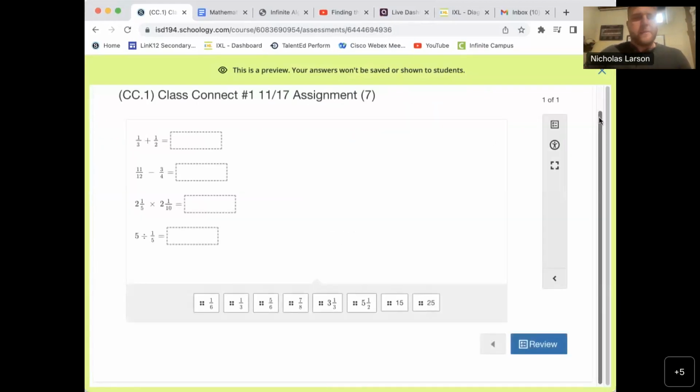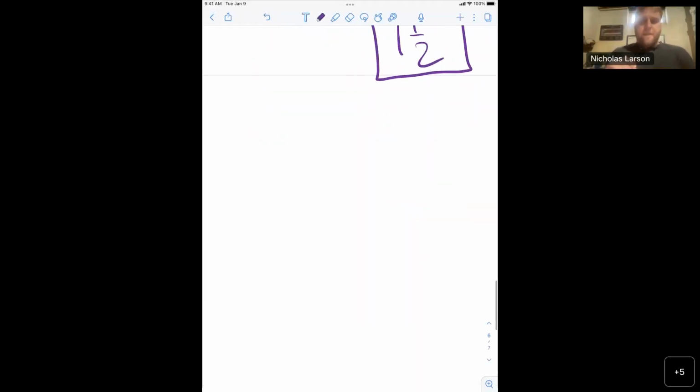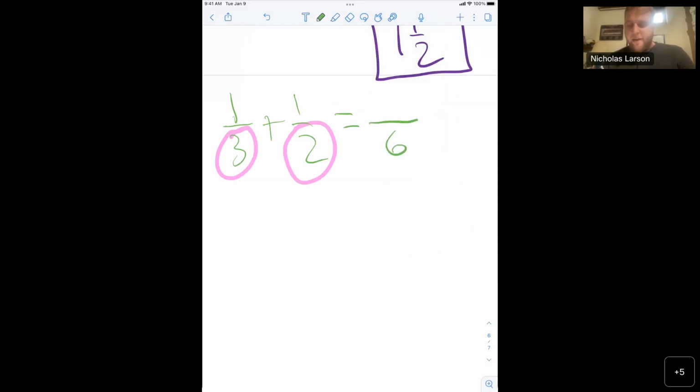There's going to be a couple problems from the assignment. So just to help us set it up, okay, I'm not going to tell you the answer, but I am going to help you set it up. All right. 1/3 plus 1/2. Remember, I need common denominators. So what do I need for a common denominator between 3 and 2? I'm gonna need a common denominator of 6.